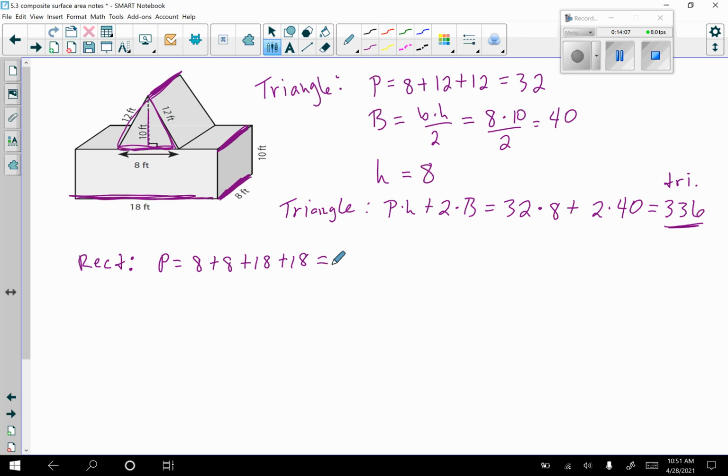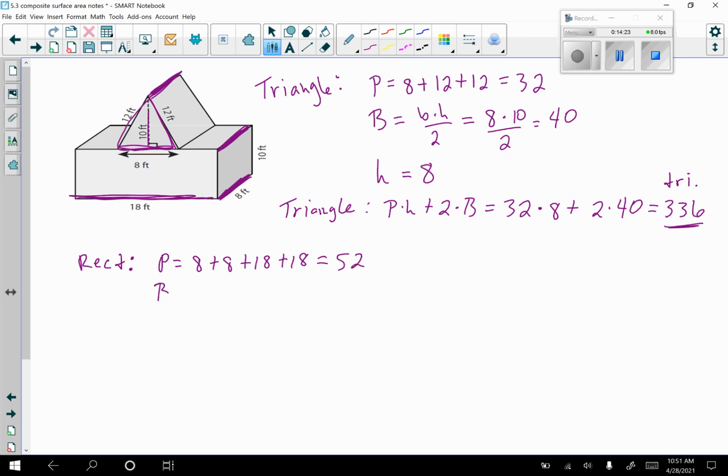Okay, and y'all, if you understand that you take one side, multiply by 2, the other side, multiply by 2, and then add them together, do that. But if you like to add all the sides independently, that is just as good. So 36 plus 16, so this is 52.